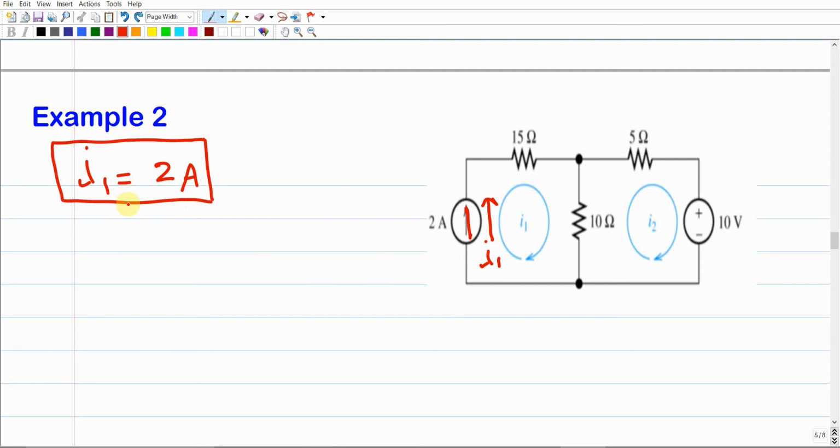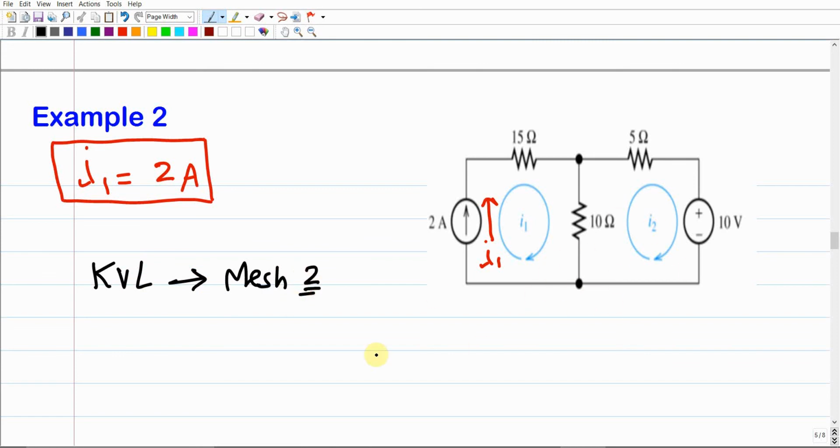Make sense? But since in this problem they both are in the same direction, I1 by chance is in the same direction as the 2 ampere current source. That's why I1 will automatically be 2 ampere. Now I can move to the second mesh and apply the Kirchhoff voltage law to just the second mesh. And this is what I'm going to do. So I'm going to apply the Kirchhoff voltage law, but for just mesh 2.